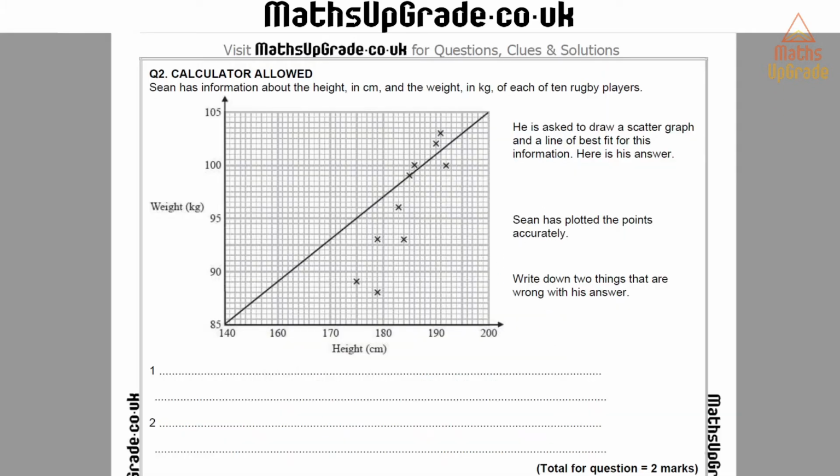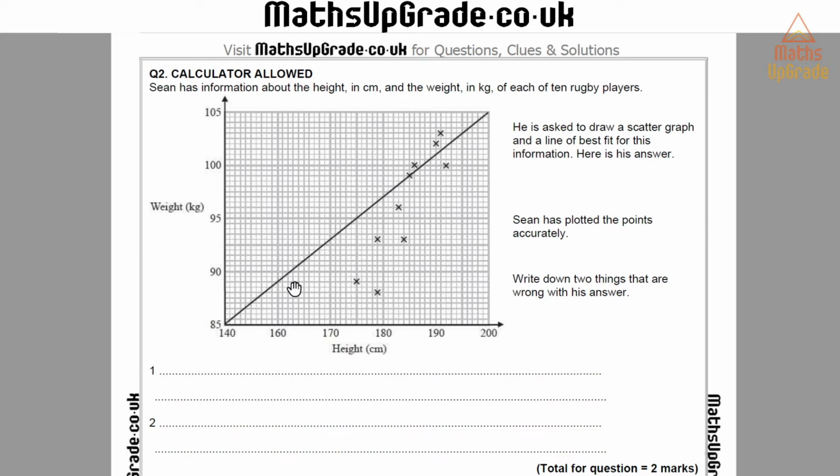The rest of the questions in this booklet are all calculated questions. In question 2, Sean has plotted information about 10 rugby players. He's plotted the points correctly, but there's 2 things that are wrong with his answer. So you need to look really carefully and describe what those 2 things are.